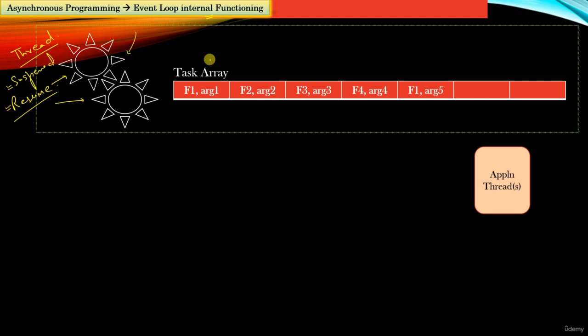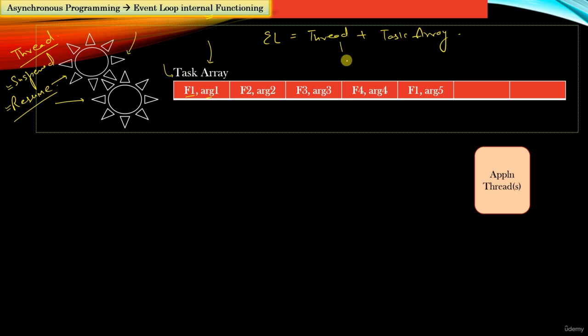Then the second thing that you see is a task array. A task array is an array of computations, and as I said, a computation is nothing but a combination of a function and its argument. We are going to implement the task array as a doubly linked list. In other words, the event loop is nothing but a thread plus a data structure called a task array. That's it. These are the two components of the event loop.